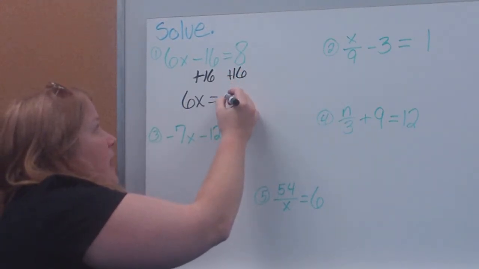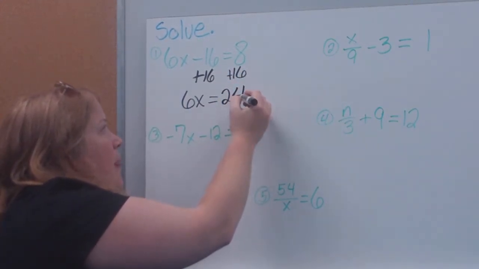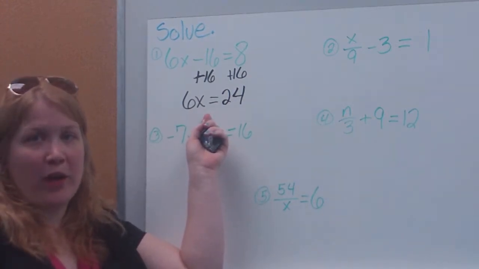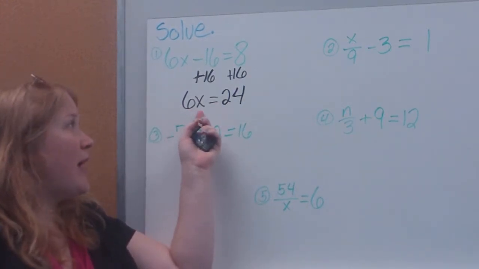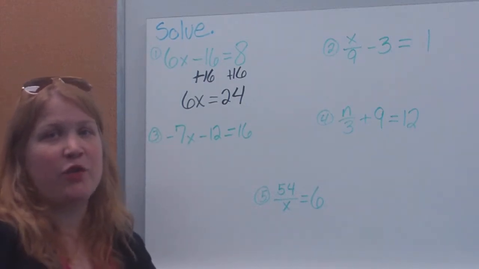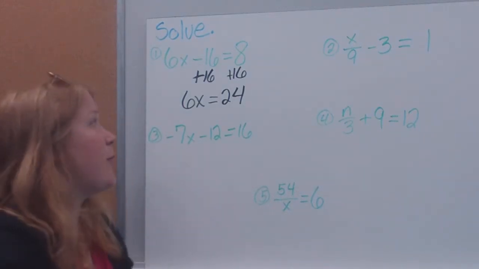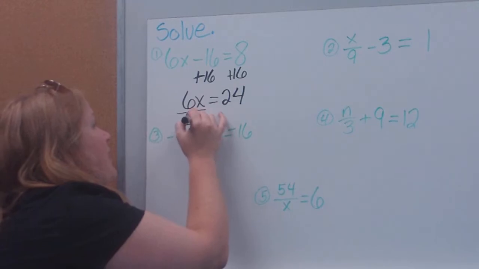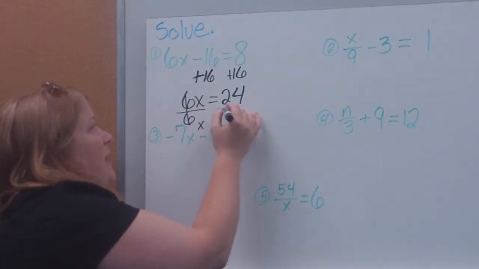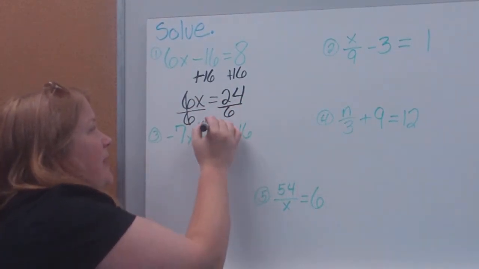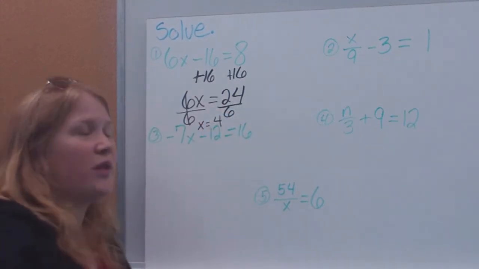8 plus 16 gives me 24. Now I have the one-step equation you're used to seeing. I'm multiplying 6 times x, so I need to undo that using the inverse operation, which here would be division. If I divide this side by 6, I'm left with x. If I divide this side by 6, we find that x is equal to 4.